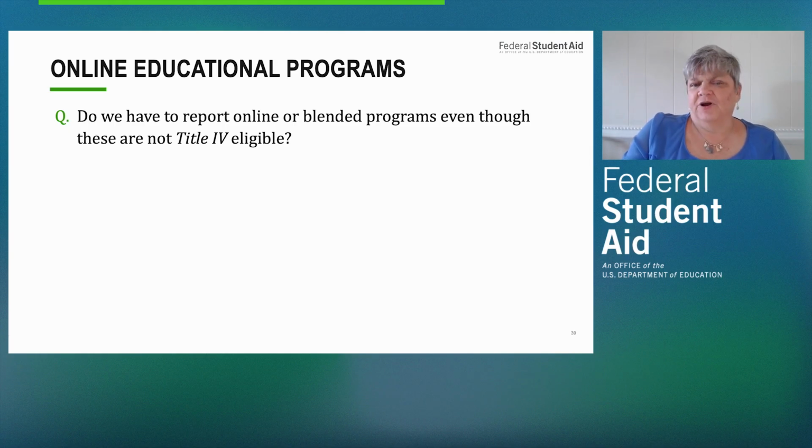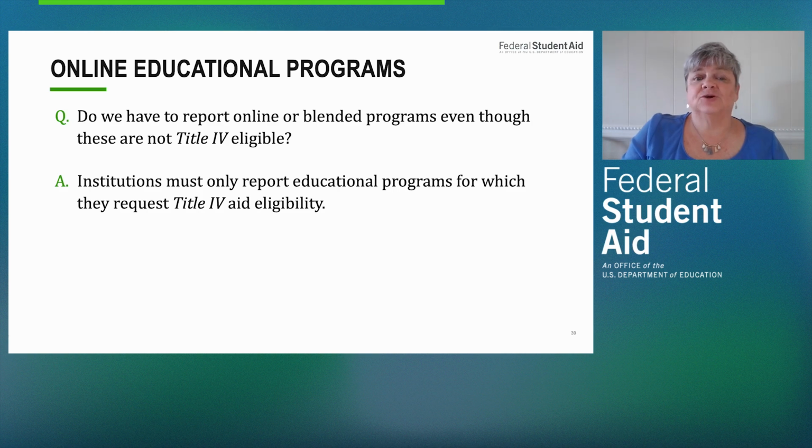Do we have to report online or blended programs, even though these are not Title IV eligible? Well, schools must only report educational programs for which they request Title IV aid eligibility. Remember that online or blended programs offered at foreign schools are not Title IV eligible, so you don't have to report them on the EAP.